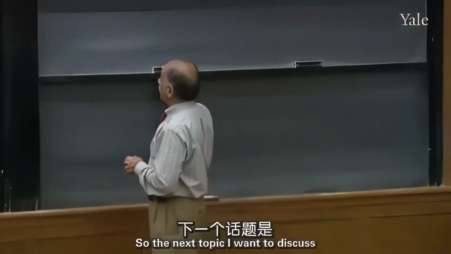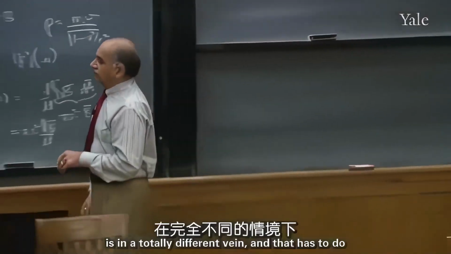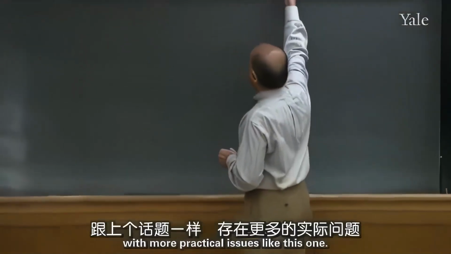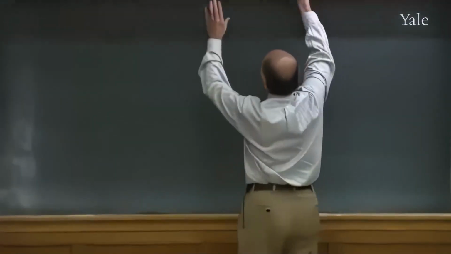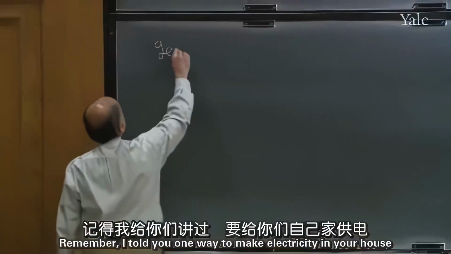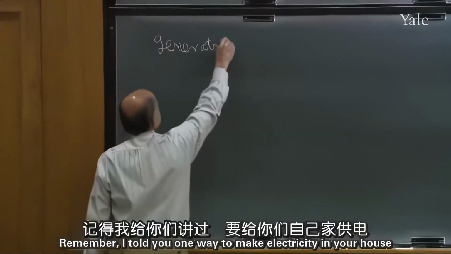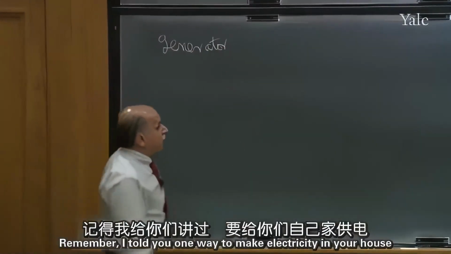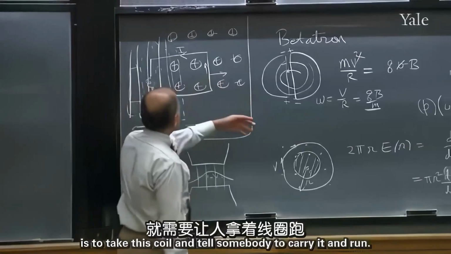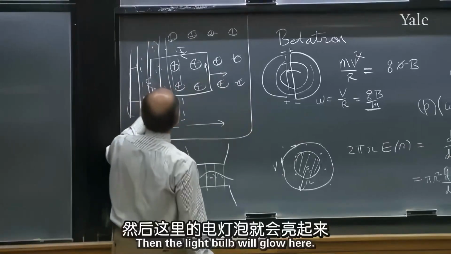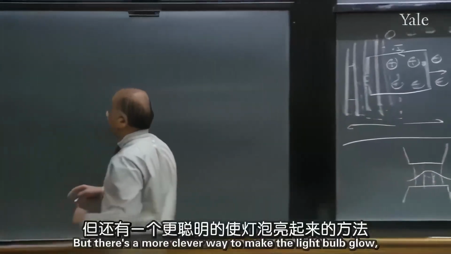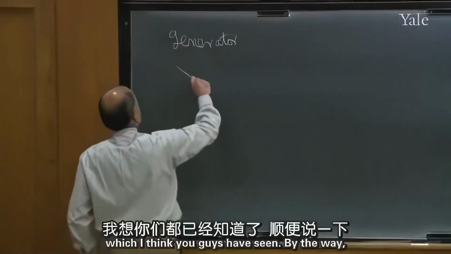Okay, so the next topic I want to discuss is on a totally different vein, and that has to do with more practical issues like this one. This is going to be a power generator. Remember, I told you one way to make electricity in your house is to take this coil and keep on running, tell somebody to carry it and run, then the light bulb will glow here. Or you can have somebody carry the magnet the other way and the light bulb will glow in your house. But that's a clever way to make the light bulb go, which I think you guys have seen.